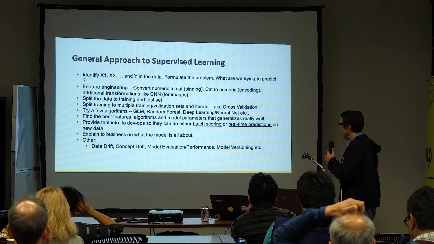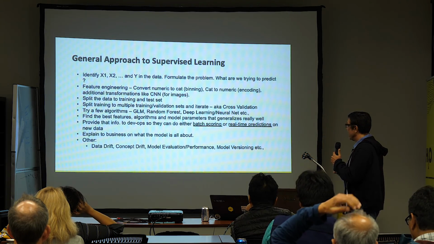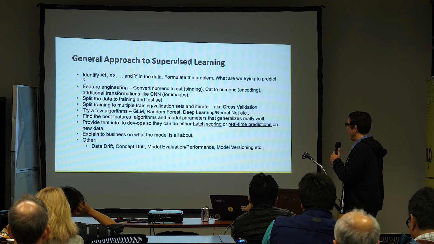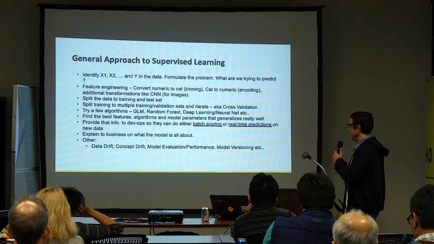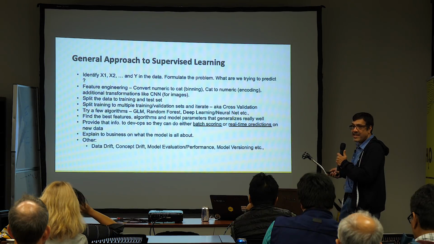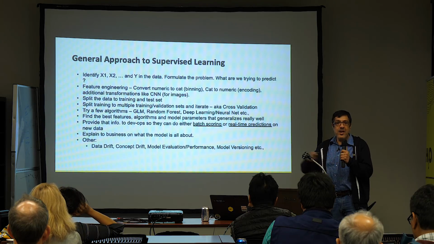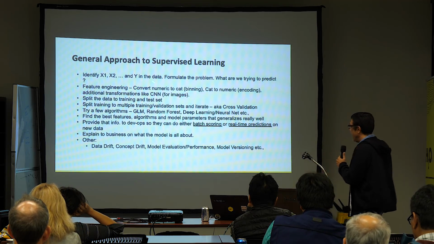The second one is they go about transforming all these features. For example, they would convert numeric values to categorical values, and then sometimes categorical to numeric, also known as encoding, and then do additional transformations like convolutional neural networks and things like that. Then they would actually separate the data into training and test sets.